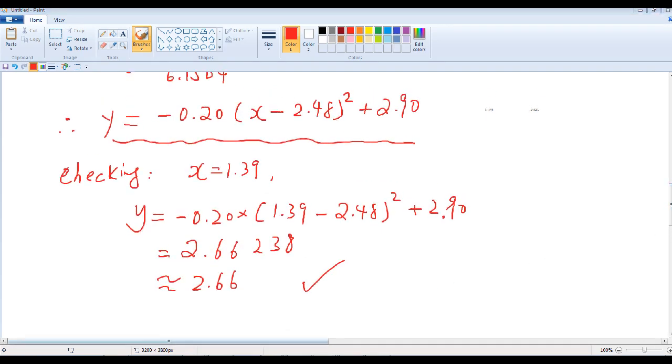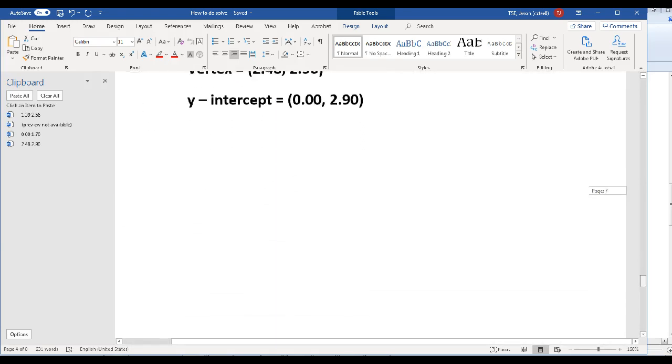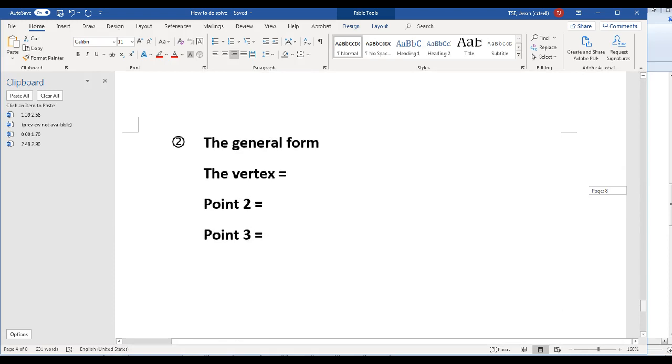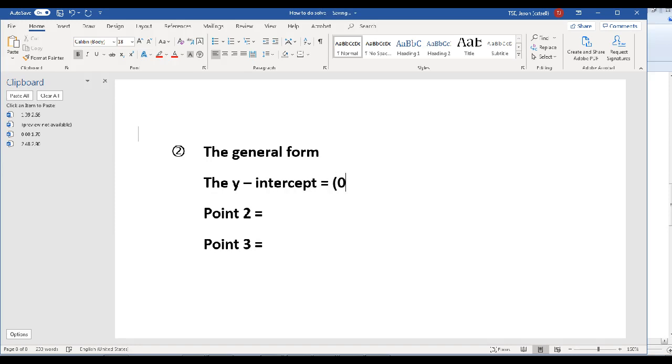Alright, okay, next, after you got the vertex form, you need to work out another form, which is the general form. For the general form, you need to get 3 points. Let's get the first point, which is the y-intercept, sorry, I made a mistake. So it should be 1.70. Okay, and then you need to pick another 2 points. What are the 2 points?